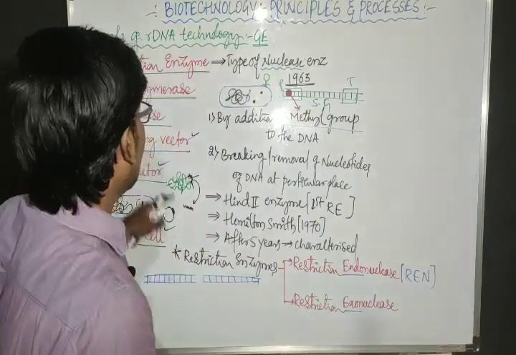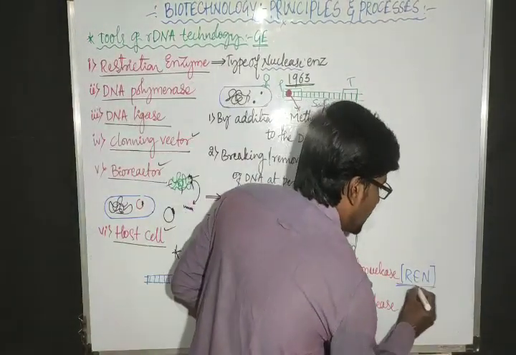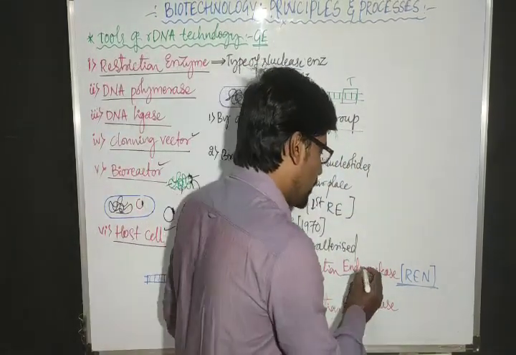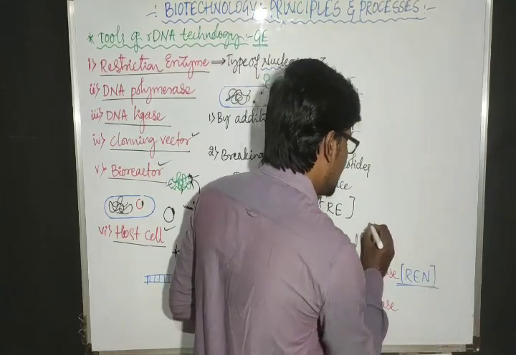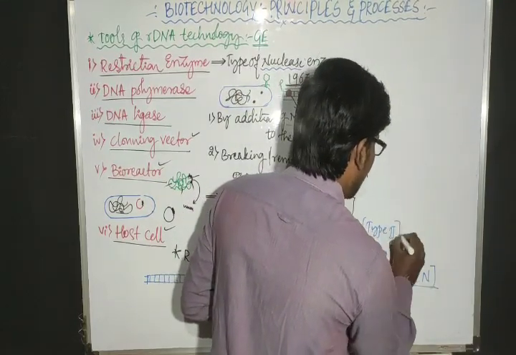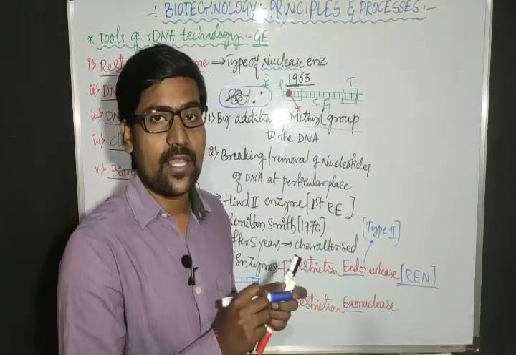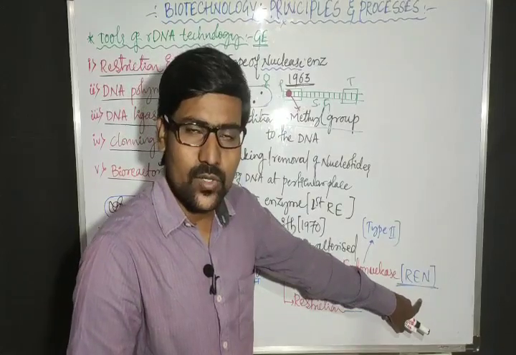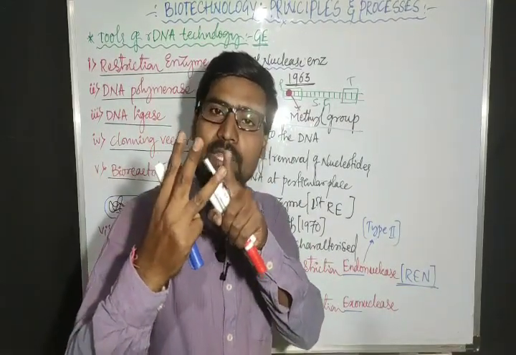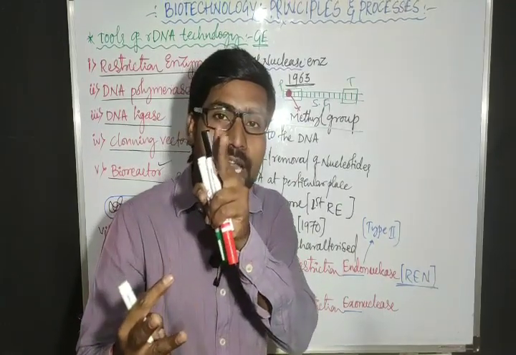But in rDNA construction we are using restriction endonuclease enzyme particularly, the type 2 restriction endonuclease enzymes. That means restriction endonuclease enzymes have three types: type 1, type 2, type 3. Type 1 is going to cut only one strand of DNA.